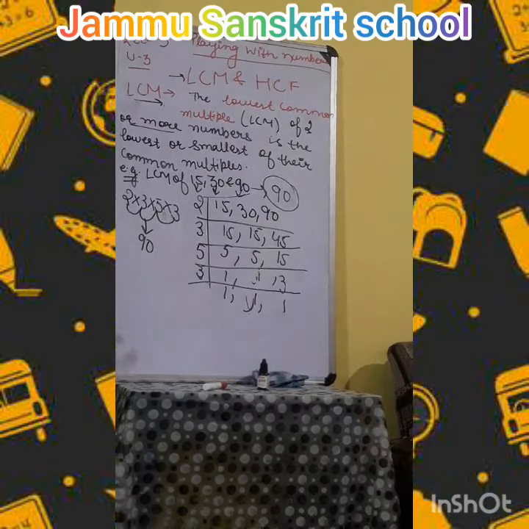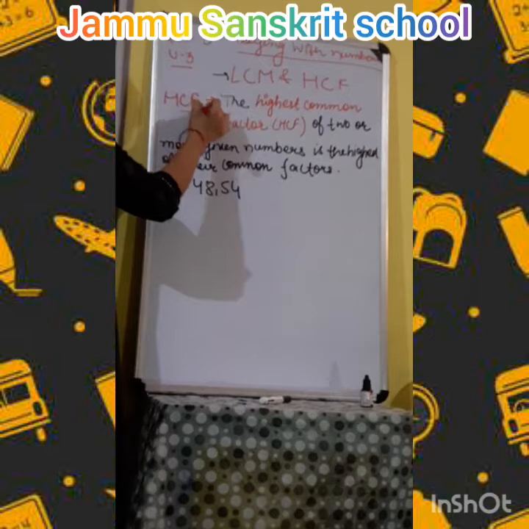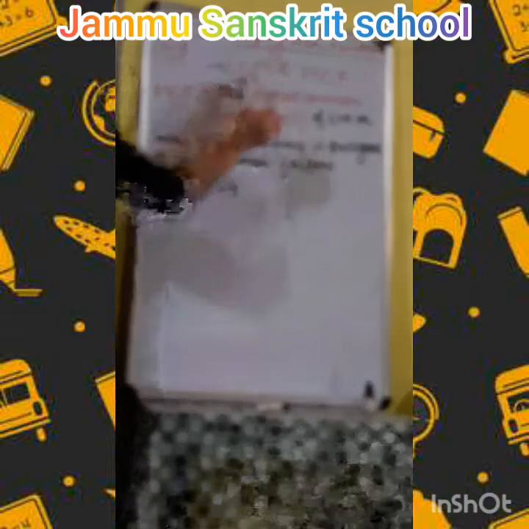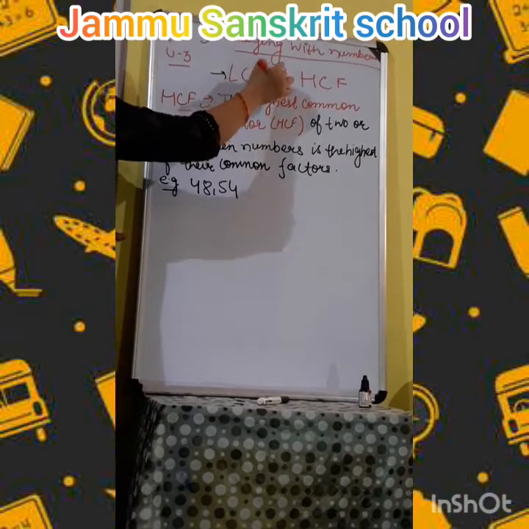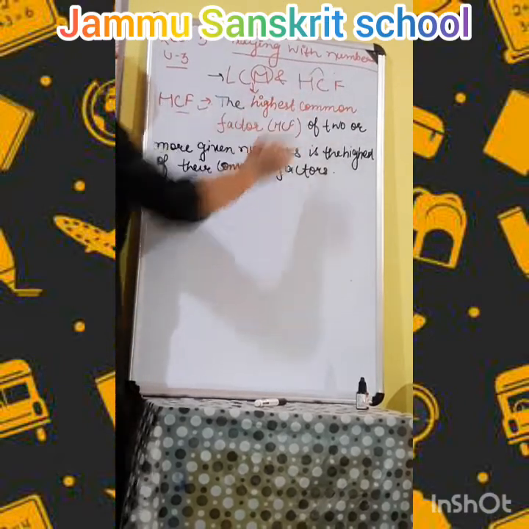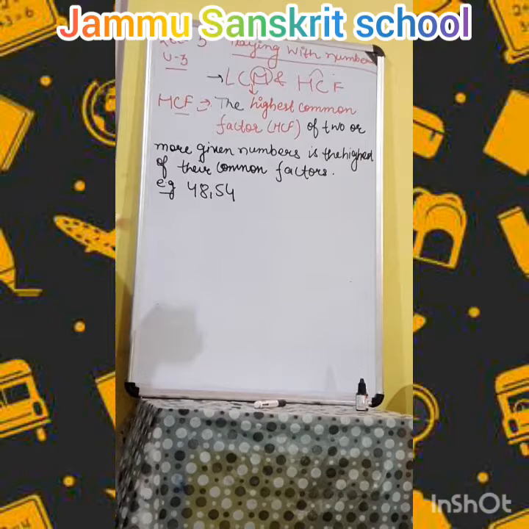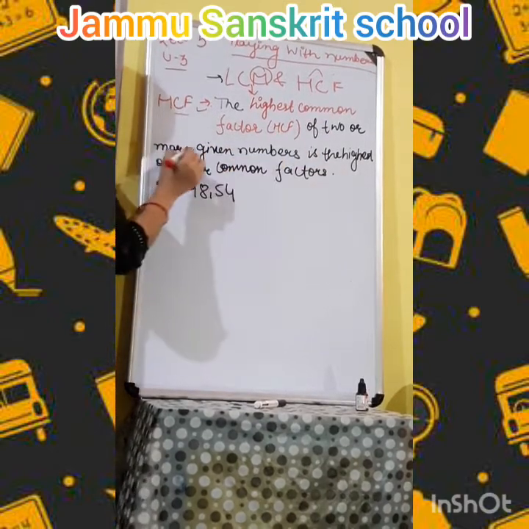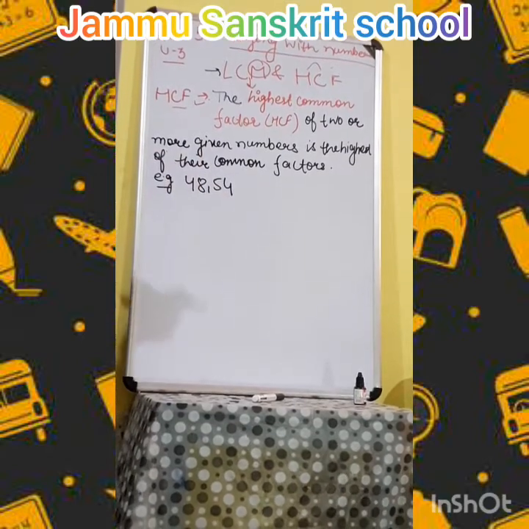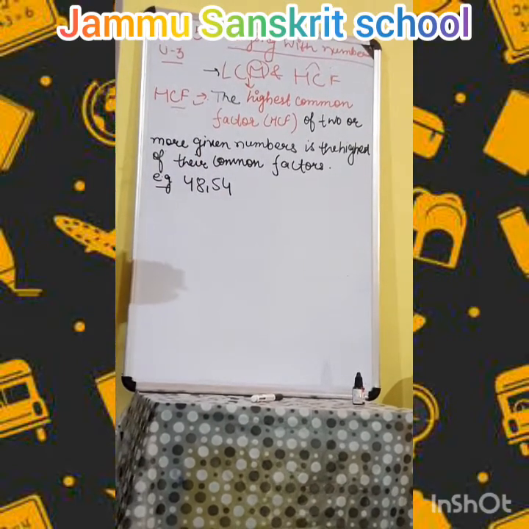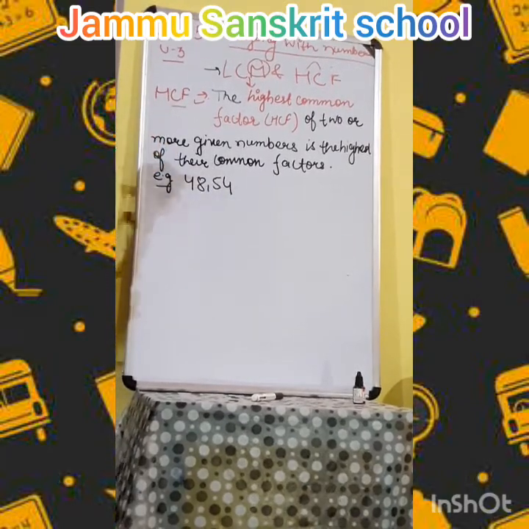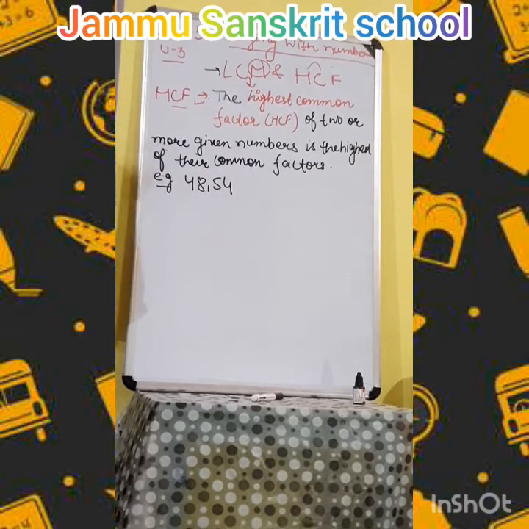Now we'll move on to the next topic, that is finding HCF. Okay class, now we'll start with the next concept, HCF. The only difference between HCF and LCM is that LCM is the least common multiple, whereas HCF is the highest common factor. What is HCF? The highest common factor of two or more given numbers is the highest of their common factors. In our previous definition, LCM, we discussed the least common multiple. Now we are talking about the highest common factor. Just keep this in mind.